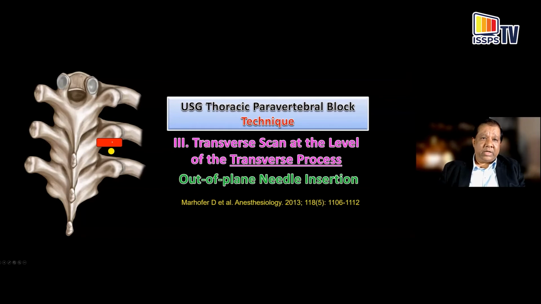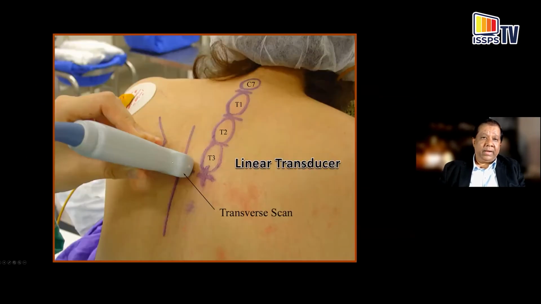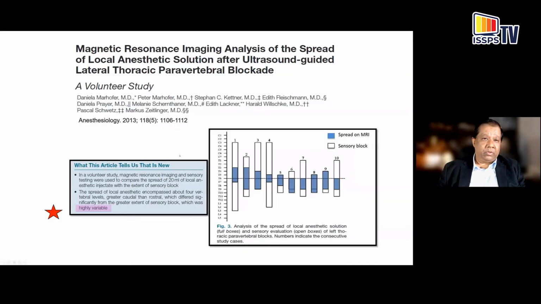You can see this is a transverse scan at the level of the transverse process, and the needle is inserted out of plane. Like so, you perform a transverse scan, you acquire the image of the transverse process, and Dr. Daniel Marhofer and Peter Marhofer and the group performed this, and they identified the needle out of plane, and once they contacted the transverse process, they directed the needle laterally towards the apex. So this was more a lateral paravertebral injection.